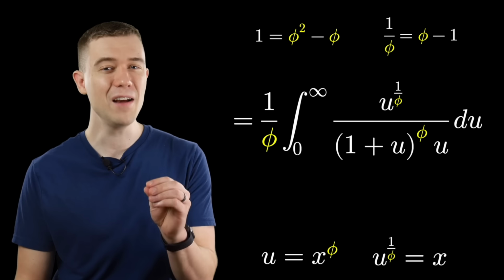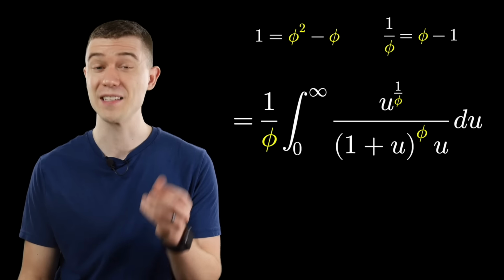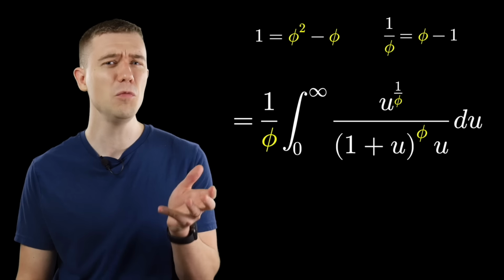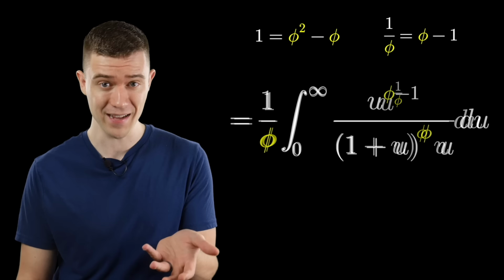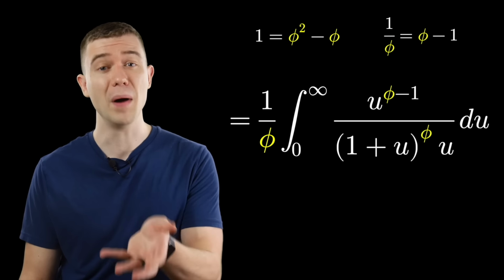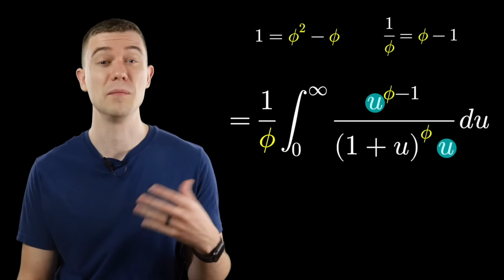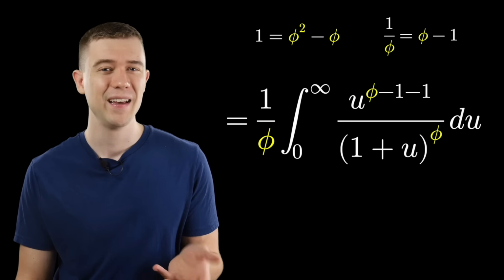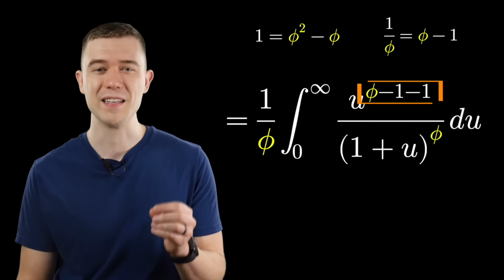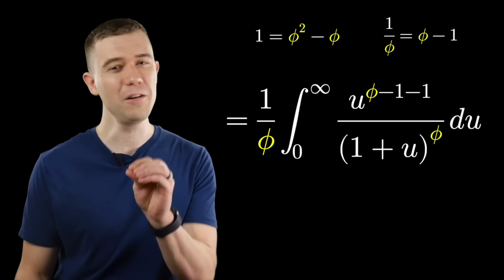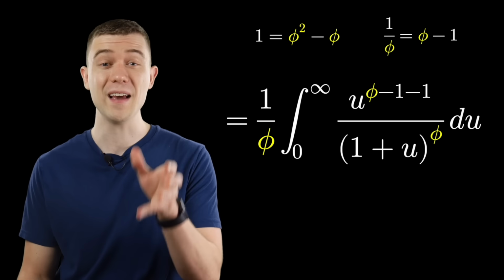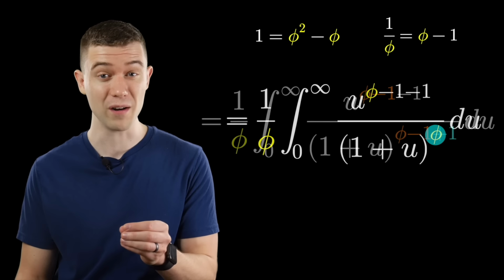What we have now should remind you about those facts of the golden ratio, namely 1 over phi equals phi minus 1. Let's replace that and combine these u's once again using properties of exponents. Now, I've left these exponents this way for a very specific reason. And using just a little bit of trickery, I'll rewrite the exponent in the denominator as well.